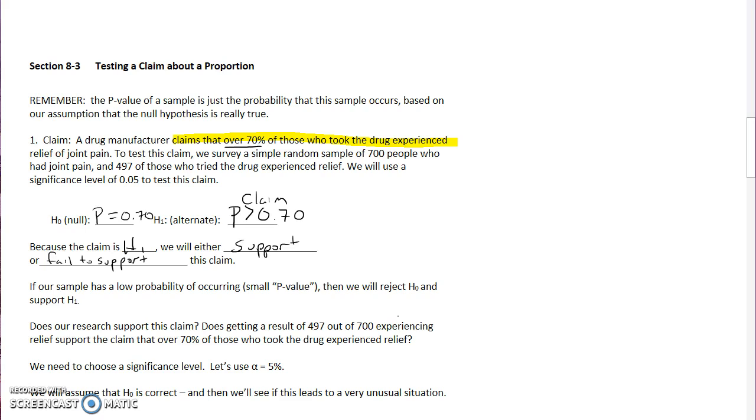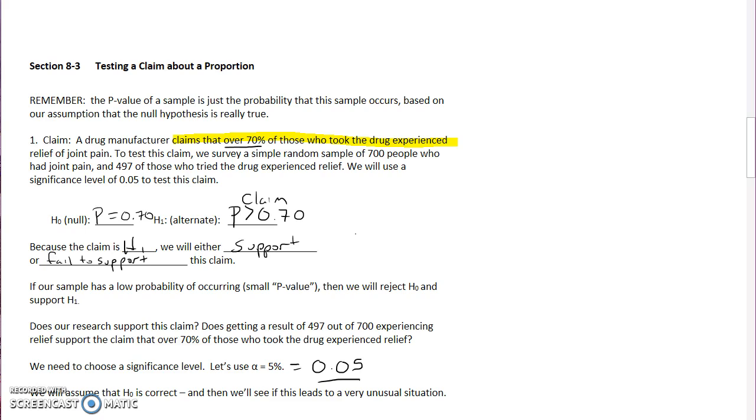So does the research support this claim? Does getting 497 out of 700 people experiencing relief support the claim that over 70% of those who took the drug experienced relief? We need to choose a significance level. We're going to use 5%. Remember, we always work with things in a decimal format, so this would be 0.05.